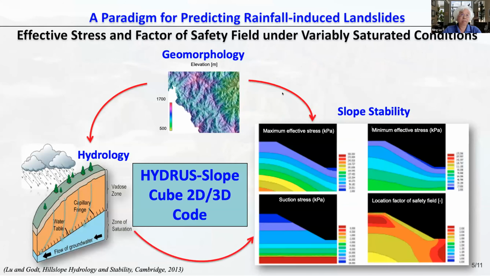And with that, we come back to how we can build this framework. We need to know the geomorphological information, the topography and the geology. We also need to know the hydrology, which is the precipitation, and the hydrological response. Once we know that, we can use the information to quantify the mechanical response, which is the stress distribution. With that, we'll be able to predict whether a landslide can occur.